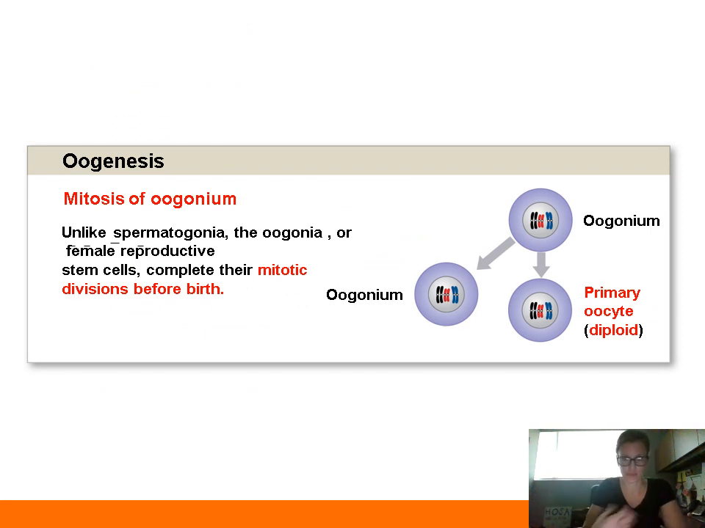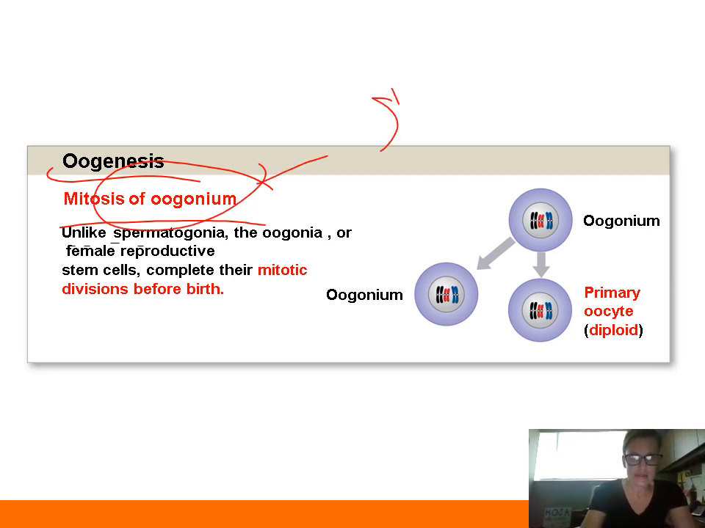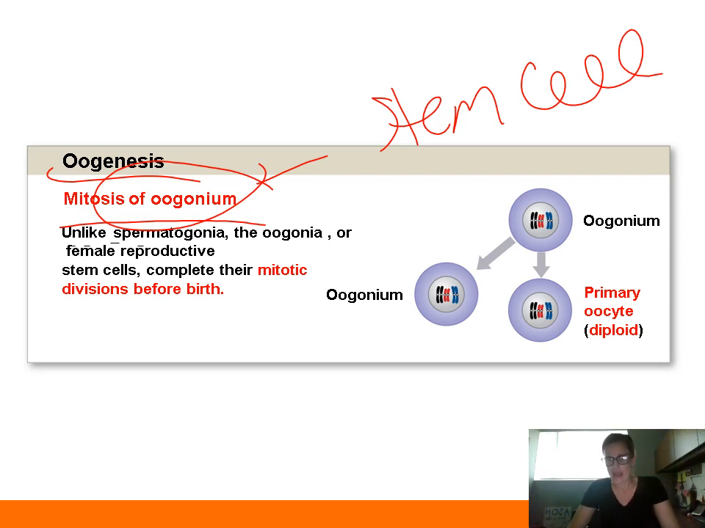So we're going to look at this production of the oocyte. We're going to look at oogenesis in detail, at a cellular level, the way that the eggs are produced. So first, we have mitosis of the oogonium. The oogonium is the stem cell of the oocyte, the stem cell that's going to end up giving us all of our eggs. So the first thing that happens is we have mitosis of that stem cell.